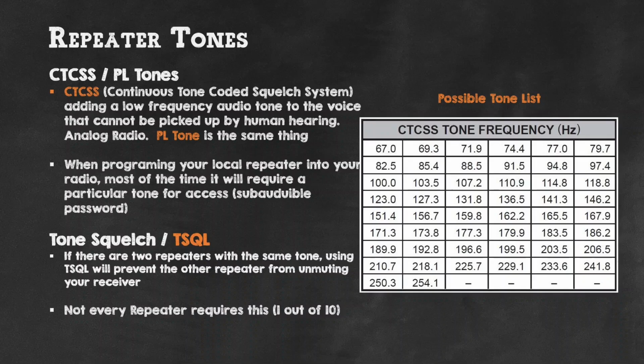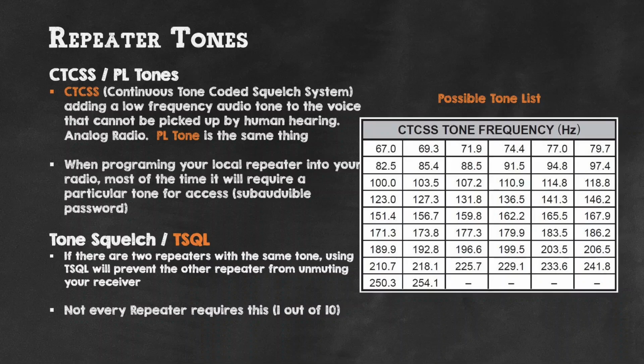Now, a tone squelch is one of those things no one tells you about until you run into trouble with your radio. And you're going, how come I can hear that repeater crystal clear, but no one can hear me? Well, it's probably because instead of a tone setting, it requires a tone squelch setting within your radio. When there are two repeaters with the same tone using tone squelch, it will prevent the other repeater from unmuting your receiver. Bottom line is, with two repeaters competing on the same tone, it's a way to distinguish one from the other, so we don't have confusion.